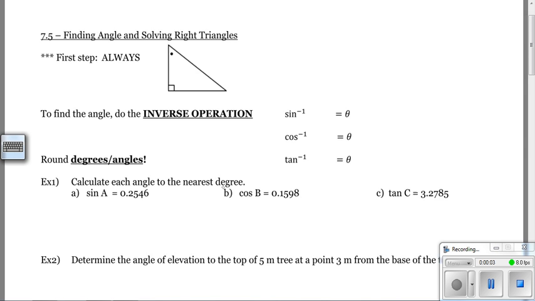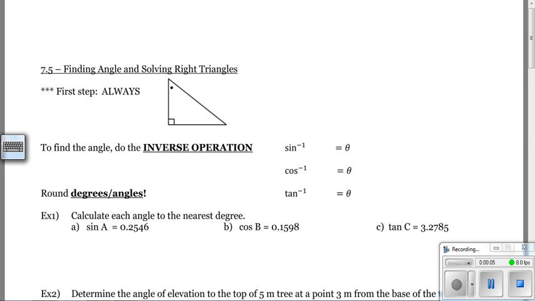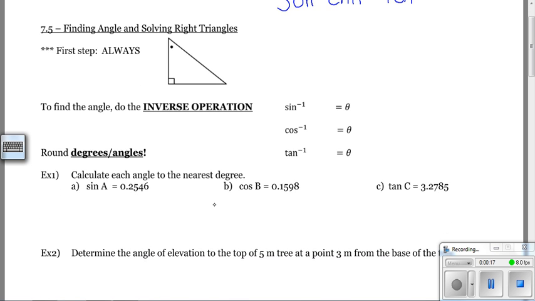Here comes the part where we actually use the reason as to why we remember SOHCAHTOA. First step, always label your triangle. Again, our dots here, these are our hypotenuse, these are adjacent, it's beside the dot, and our opposite on the bottom. So when we find the angle, we do the inverse operation.